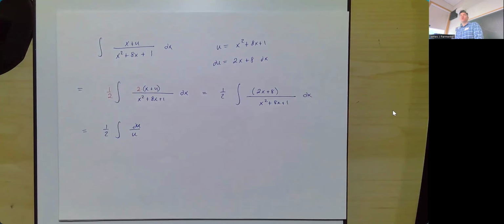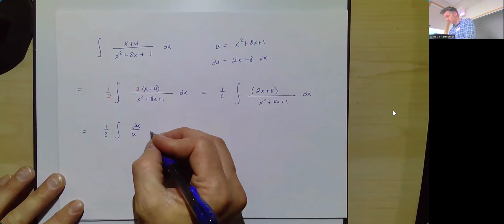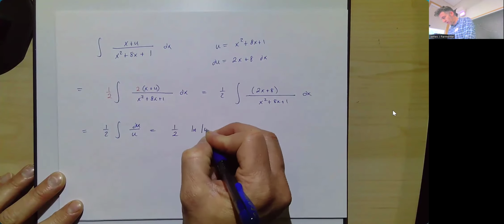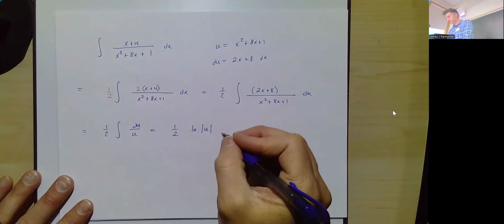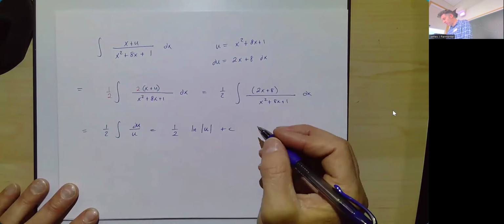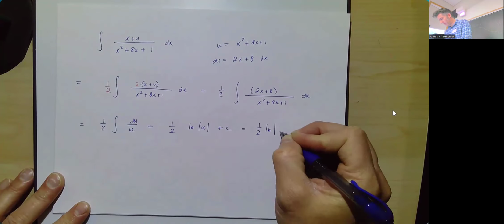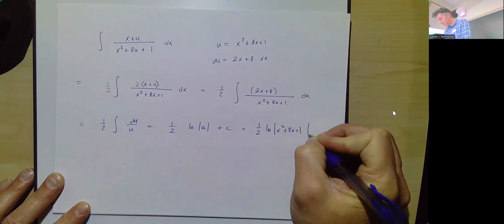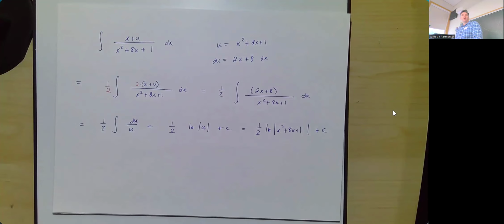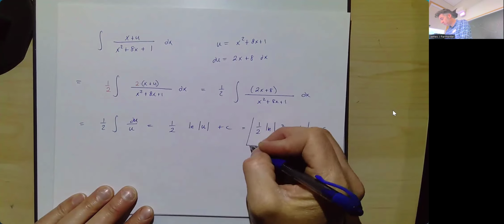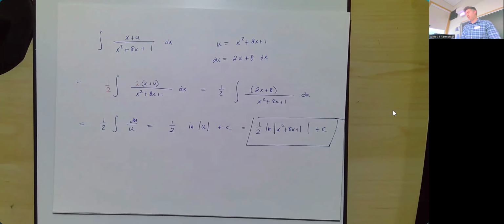And now that it's du over u to the first, it's going to be natural log of the absolute value of u as our antiderivative. Then we plug back in what u is equal to. We get 1/2 natural log of the absolute value of x squared plus 8x plus 1. I'm not even going to begin to think about whether the inside of that is always positive or not. I'm going to leave the absolute values and not spend mental energy that I don't have time to spend. It might always be positive, it might not. You can find the discriminant and see if it's positive or negative. There's lots of work you could do, but none of it is necessary.